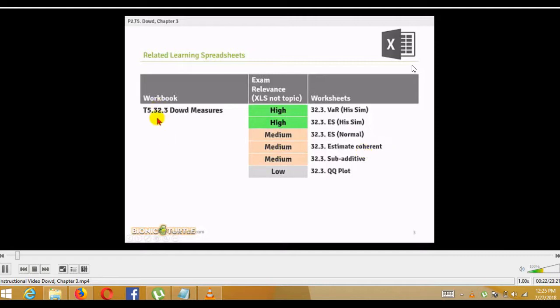The associated workbook is T5.32.3, Dowd Measures 32, because this is reading 32 in the Part 2 FRM. And then within that workbook, several worksheets. The first two I have tagged as highly relevant, and that's under a historical simulation approach, both value at risk and expected shortfall. And then medium relevance, I have expected shortfall illustrated for the normal distribution. So that would be a parametric as opposed to historical sim.